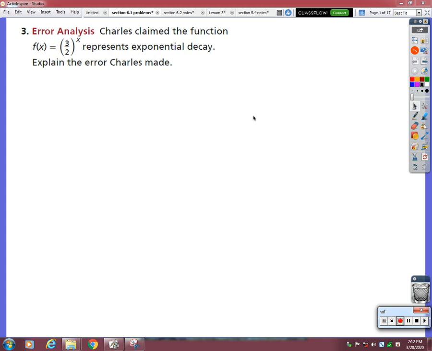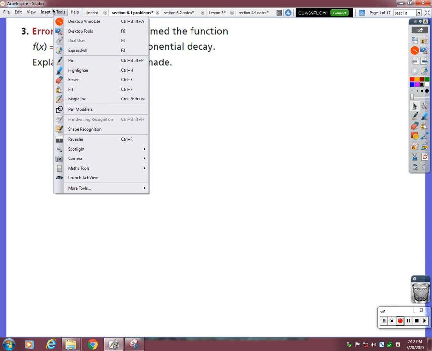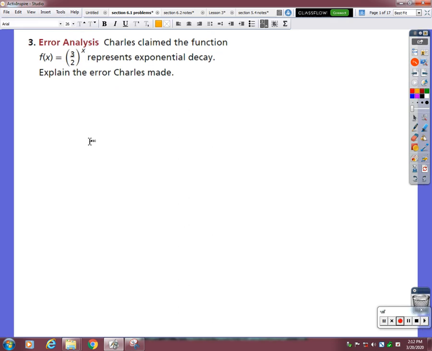All right, let's take a look at some of these exercises that I have assigned to you for your own personal interest. So first one says, Charles claimed the function f of x equals 3 halves to the x represents exponential decay. Explain the error Charles made.